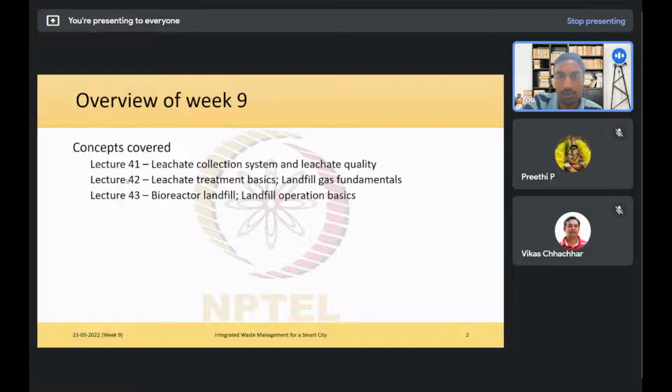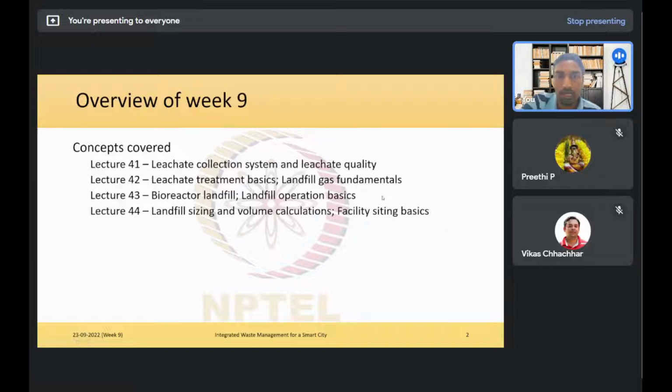So that was the bioreactor landfill, and then we started looking at some of the basic landfill operations. In the fourth lecture, we looked at landfill sizing and volume calculation. Because these landfills do not have a rectangular or square shape, they are going to have some trapezoidal shape. So we looked at what the size of the landfill should be, and once we decide that, how much waste the landfill can take. So we need to know the volume of the landfill as well. We looked at some calculations with respect to that, and then we moved on to facility siting.